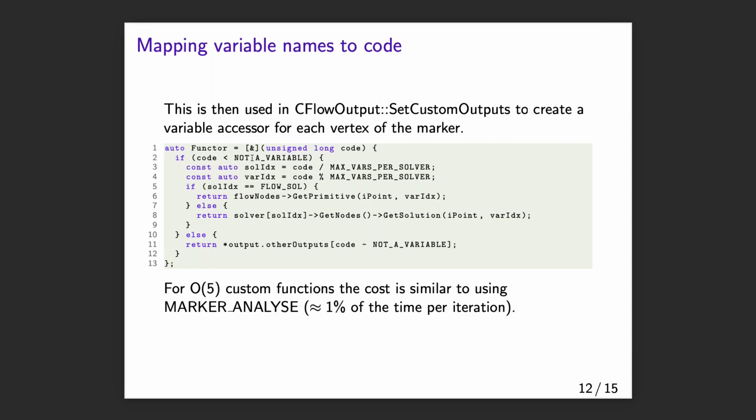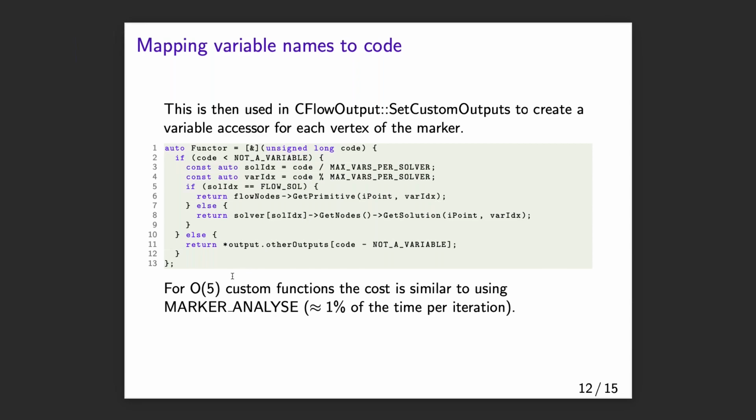Is it a variable? If so, extract the solver index and the variable index. And then if it's the flow solver, for example, we want to look at primitives instead of looking at conservatives. Otherwise, if it's another solver, we look at the conservatives, let's call it. And if it's not a solver variable, it's a history output. And in that case, we know that we stored a pointer for that directly, and we can just go straight to that pointer to get the value.